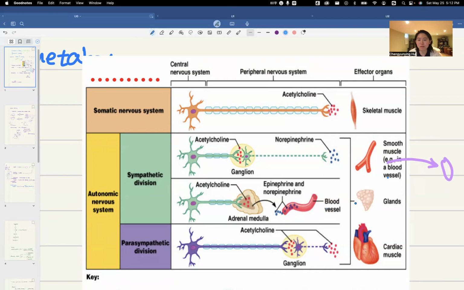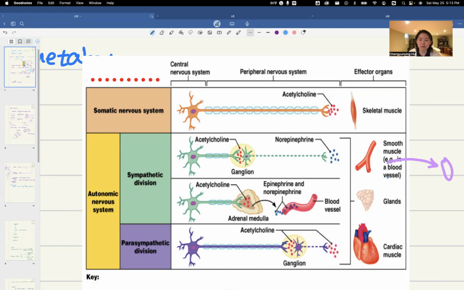What type of receptor is on the gland to receive epinephrine and norepinephrine? It's adrenergic receptor. It's either alpha or beta. You don't need to differentiate which exactly is on the gland or smooth muscle. You just need to know it's the adrenergic receptor receiving the epinephrine or norepinephrine. Okay, last line, parasympathetic division.